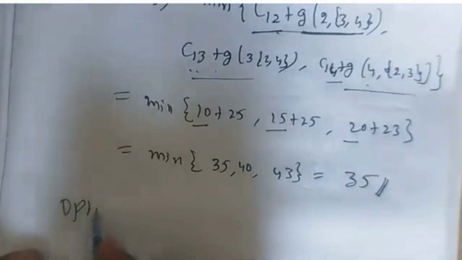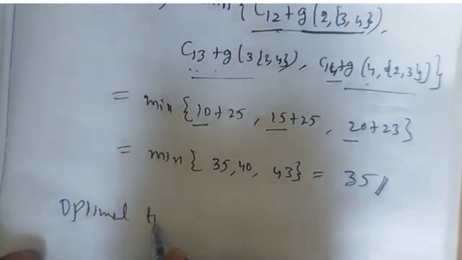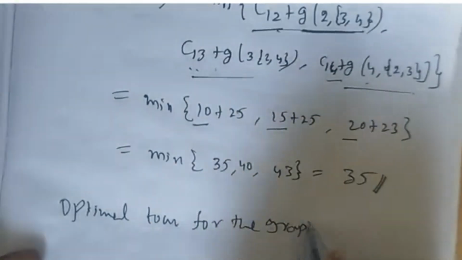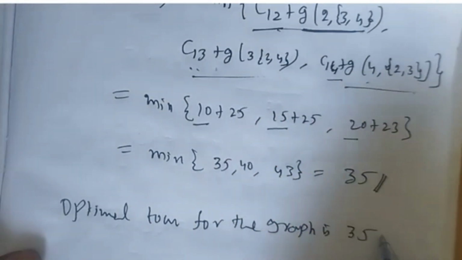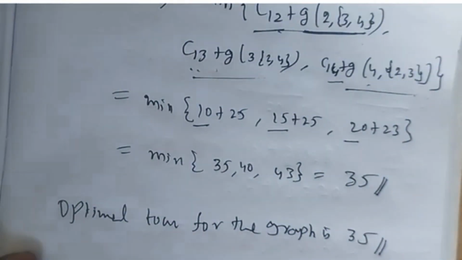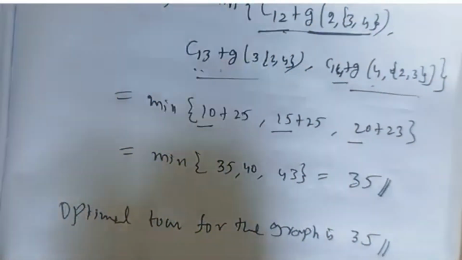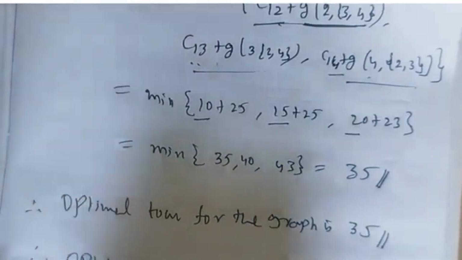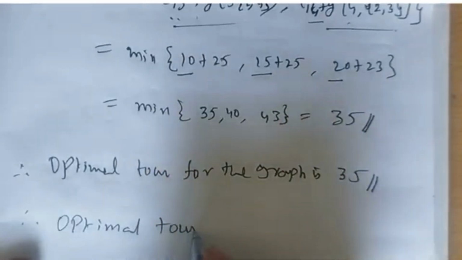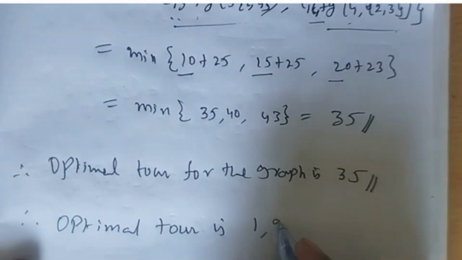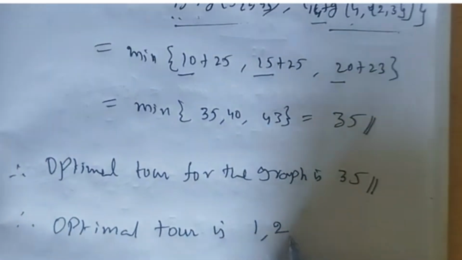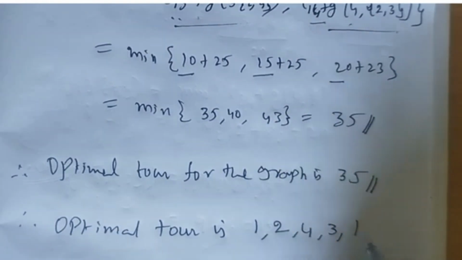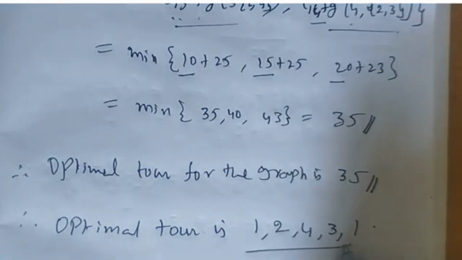The optimal tour for the graph is 35. Okay, which way do you have to travel? Here this is the final route, the optimal tour. First it has to travel 1 to 2 and 2 to 4, then 4 to 3, and again to 1. Okay, this is the optimal tour.